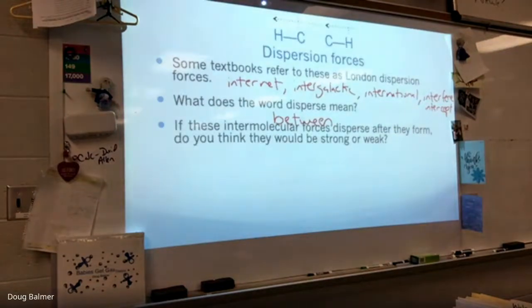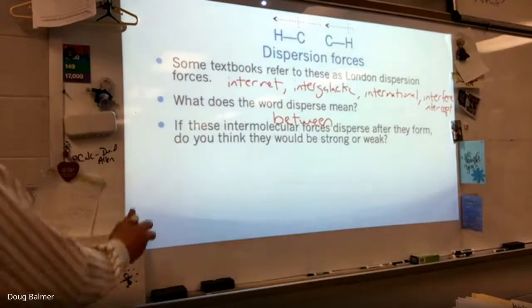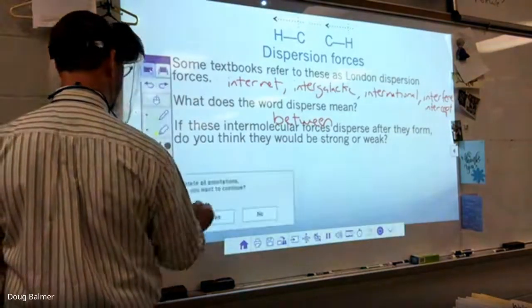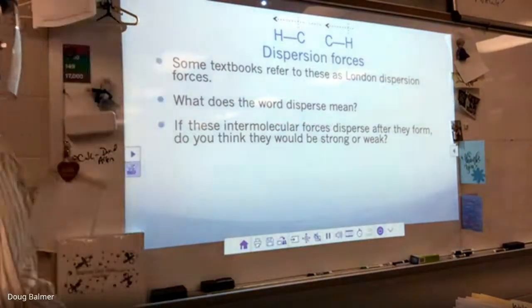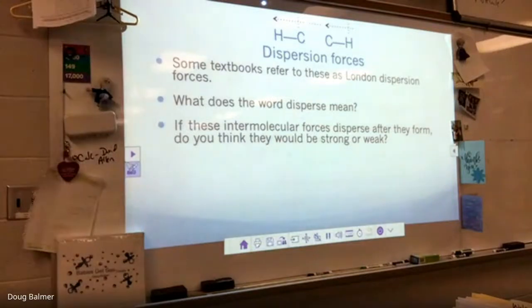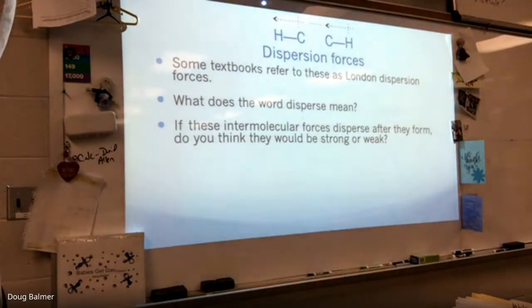So we'll do the easiest one first, or the weakest one first. A dispersion force. Sometimes people call them London dispersion forces. Either would be acceptable. So quick conversation in your small groups. What does the word disperse mean? And if these forces disperse after they form, do you think they'd be strong or weak? Quick conversation.